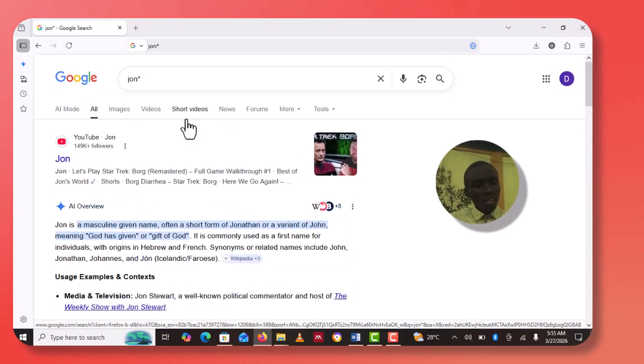So these are some of the common wildcards that we know, the asterisk and the question mark, and we have looked at how they help us in our research, broaden our research, and help us understand some other things in detail.